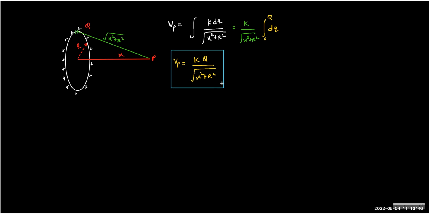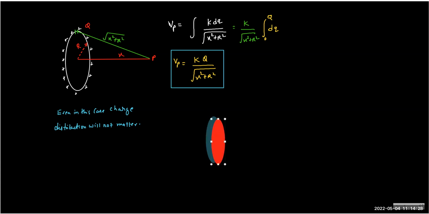Okay. So in this case, charge distribution will not matter. But if we go to the next question, which is a disk, then for a disk, if we find it on the axis, the distance won't be constant. It will be constant only for a particular elementary ring that we take.